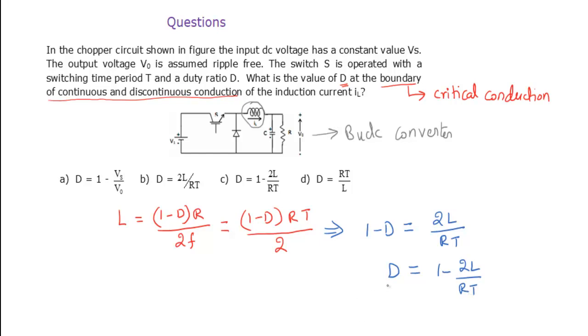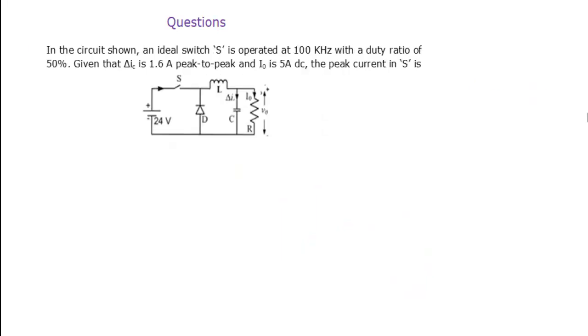That means this is the minimum duty ratio required to have the critical conduction. Nothing but it's just continuous, the boundary of continuous and discontinuous. So for that we need to look at which option is correct. So this one. Okay. Next, move on to the next question.